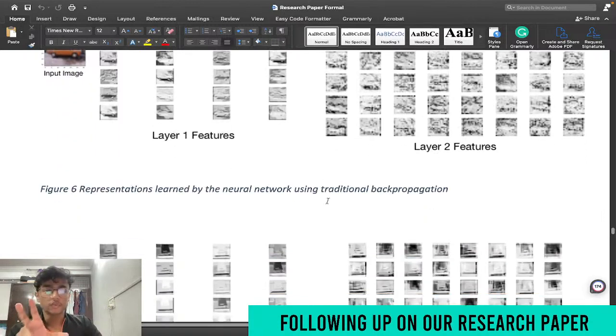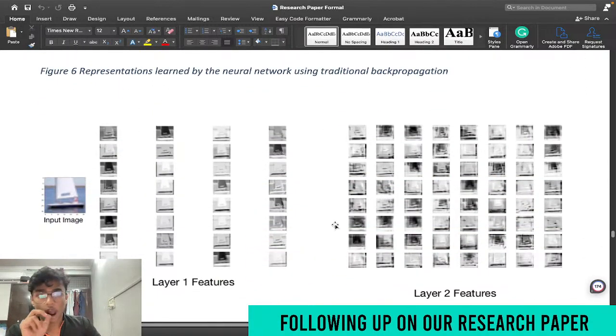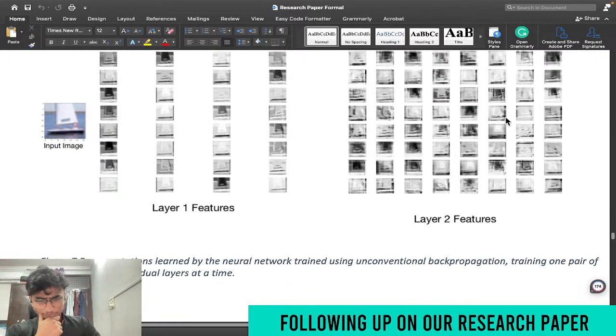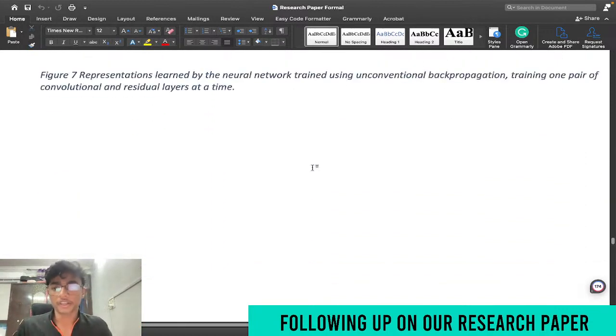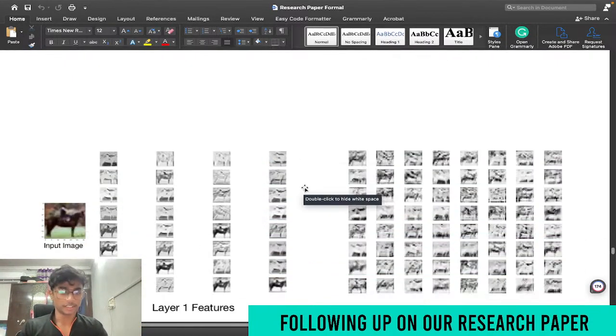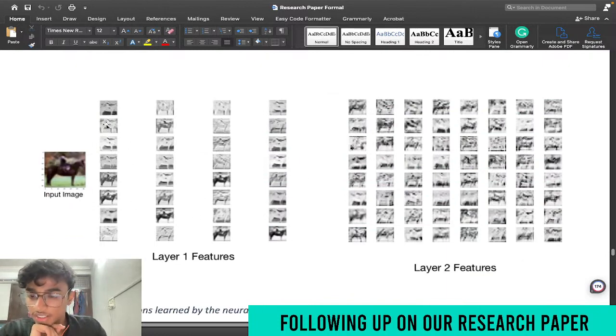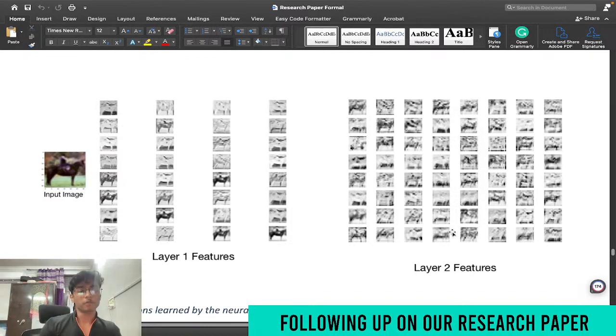But if we use the layer wise training, you can see how much more interpretable that is. This is layer wise training to a 50% degree. But if we completely train it layer by layer, you will be able to see that this is the first layer training parameters. These are the different shades of colors. This is exactly the same as a traditional neural network. But when we come to the layer 2 features, they are much more interpretable.